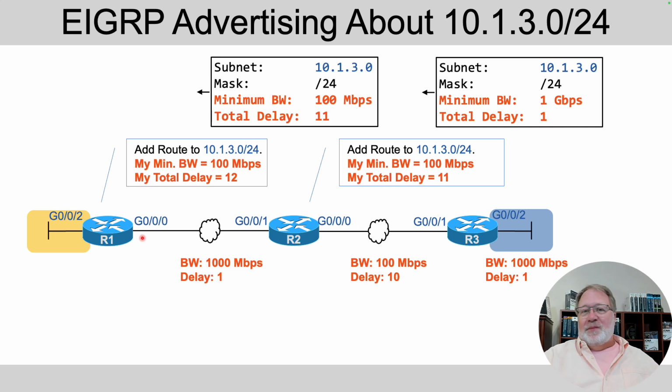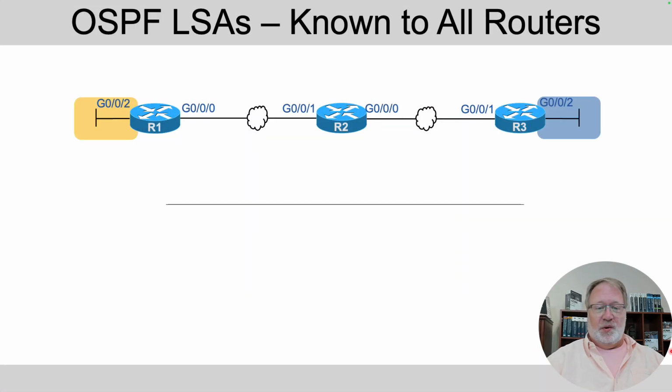Now that's the first time you've seen this idea with EIGRP, so it's okay if you don't digest all of that at once. Point is, it's using this metric based on the slowest link speed, slowest bandwidth in the route, plus the cumulative delay in the route. Now let's talk about OSPF.